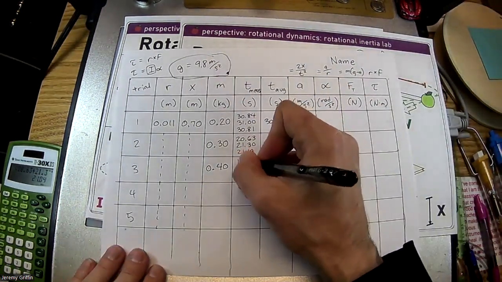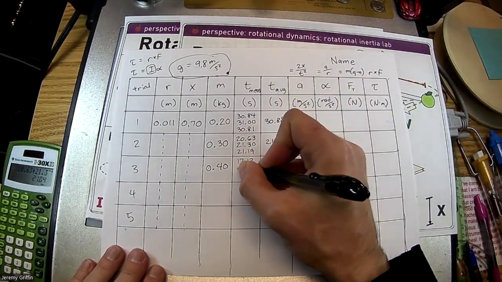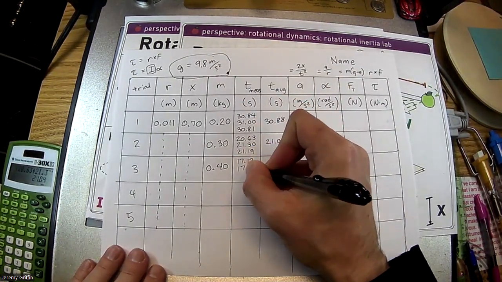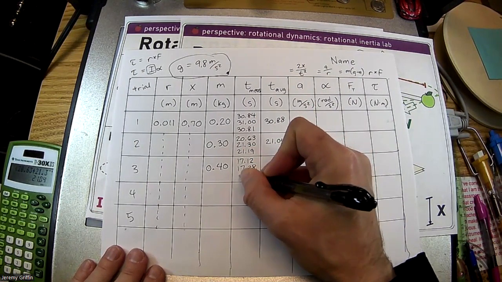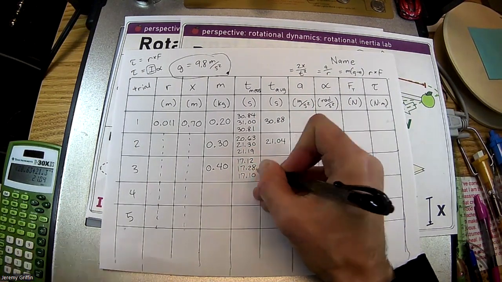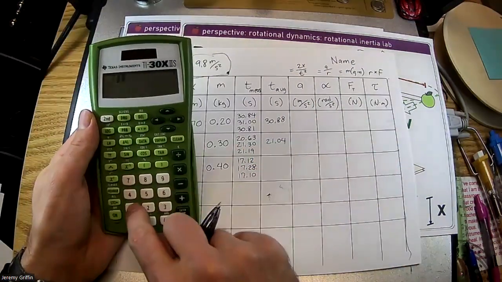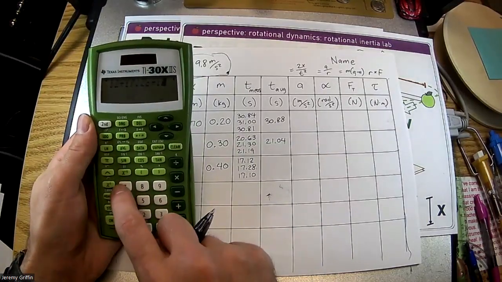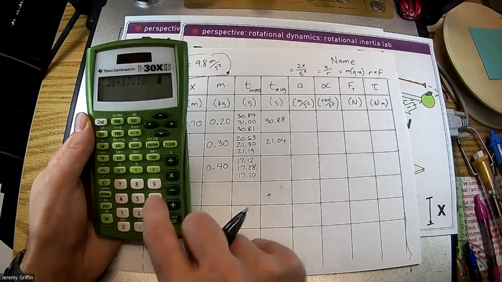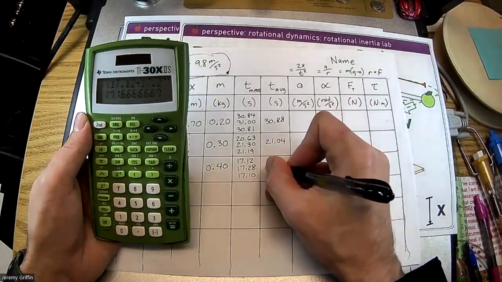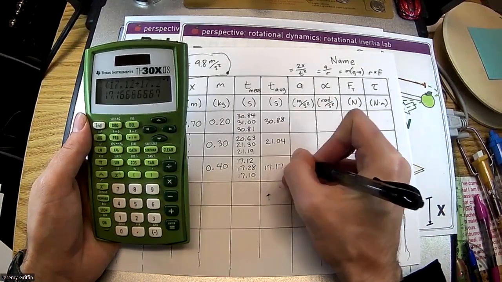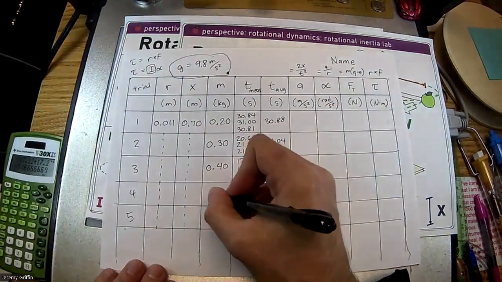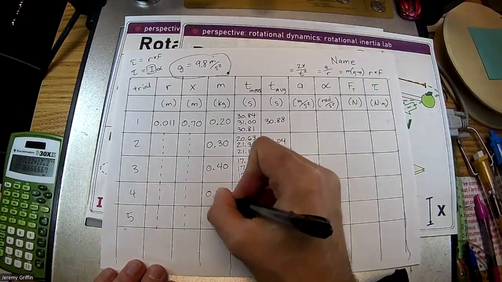17.12. And Zane. 17.28. Andres. 17.1. All right, check it out. 17.12, 17.28, 17.1. And that averages 17.17. Okay. All right, let's bring this up to half a kilogram.